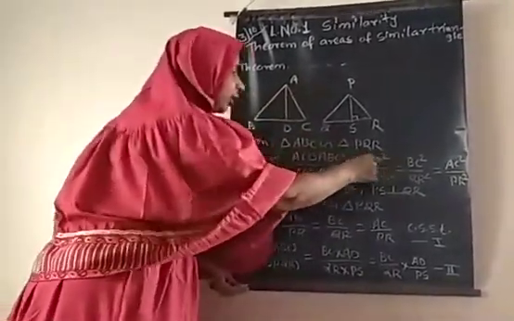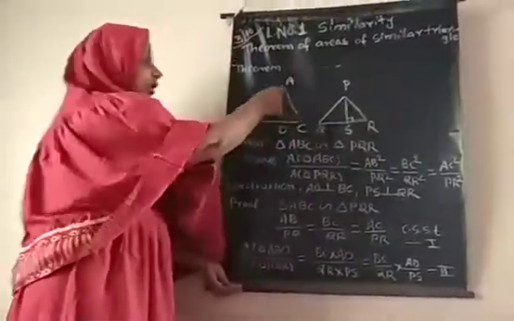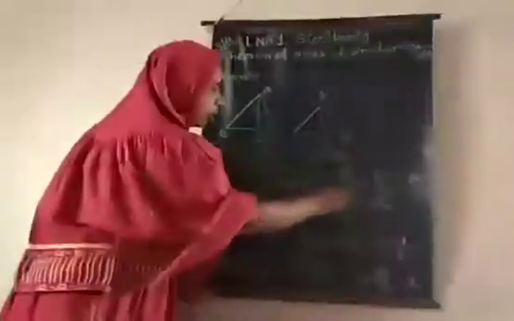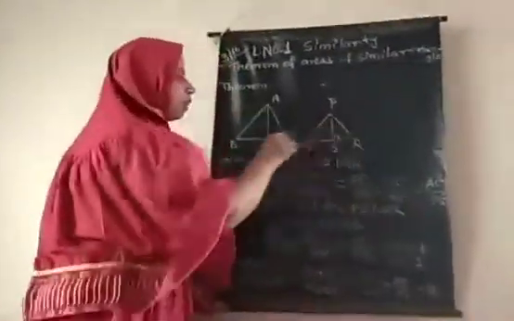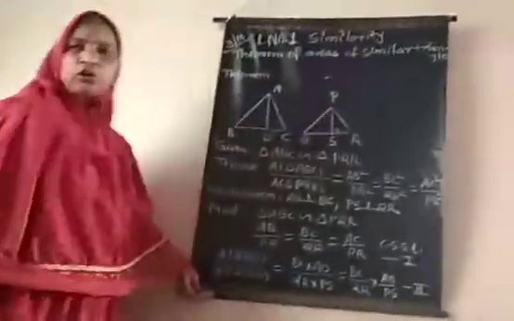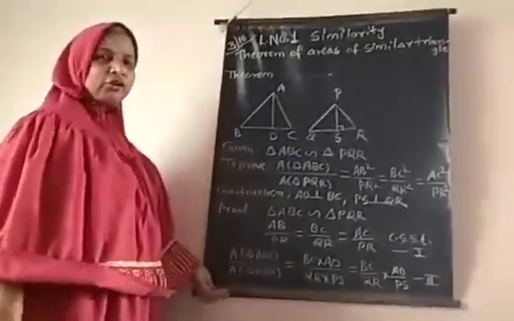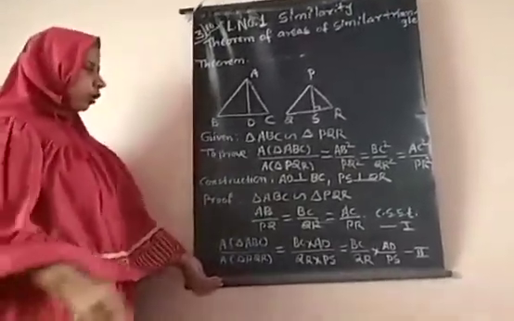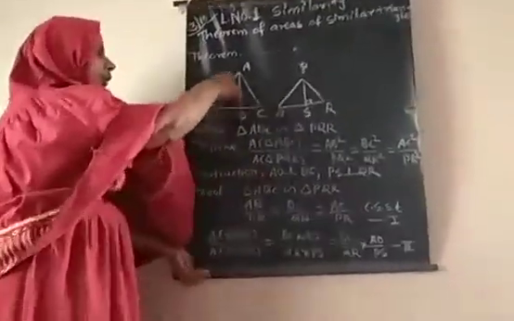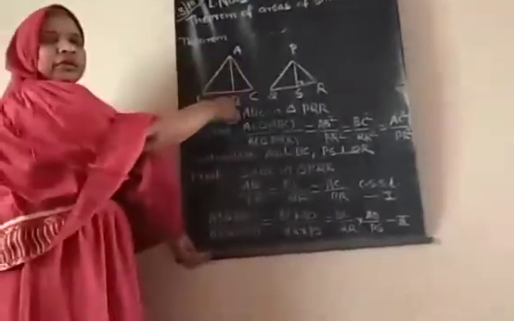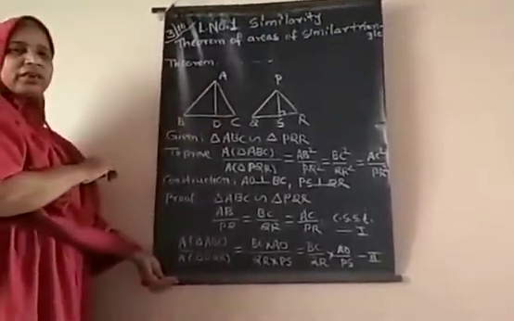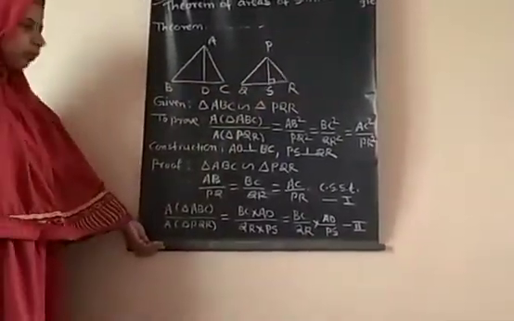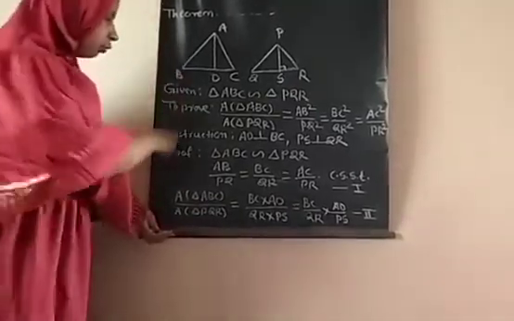Now see the numerator: AB, AC and BC are the sides of the triangle. Also in the denominator, PQ, QR and PR. So only the ratios of corresponding sides are considered here in the proof. By construction, we construct a perpendicular from vertex A, so AD is perpendicular to BC. Similarly, from vertex P, PS is perpendicular to QR. This is by construction. Now the proof.